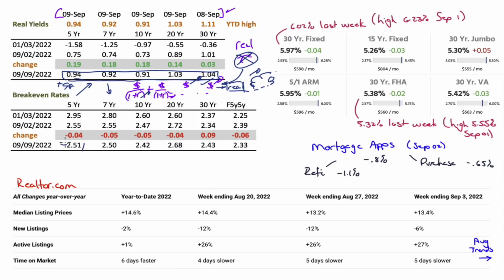The 5-year at 2.51, the 10-year at 2.42, which is lower, which makes the 5-year forward even lower at 2.33. Inflation expectations coming down. I'm skeptical that there's a lot of information in here. One thing that I will point out is it is consistent with real rates rising that you would have inflation expectations dropping. It is consistent.